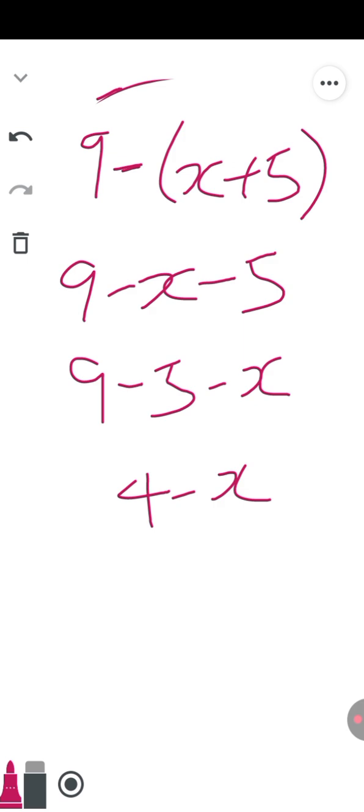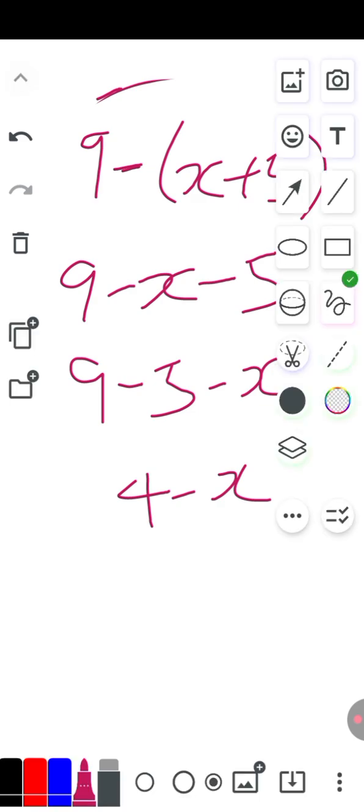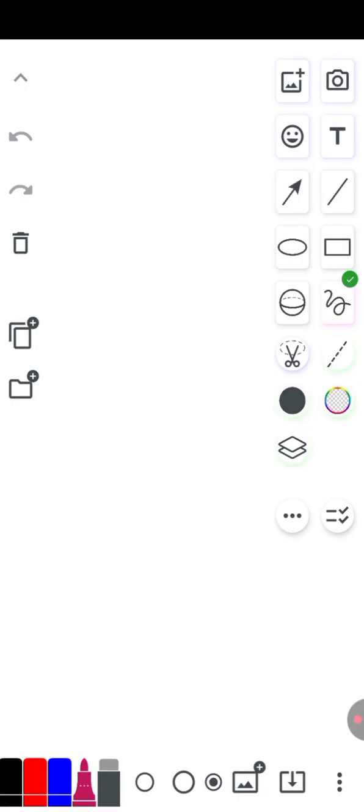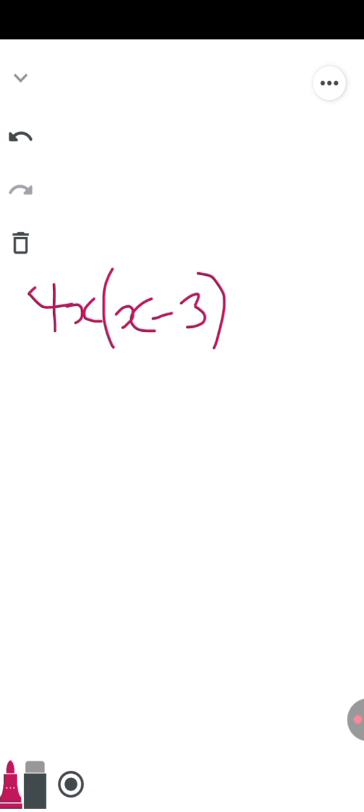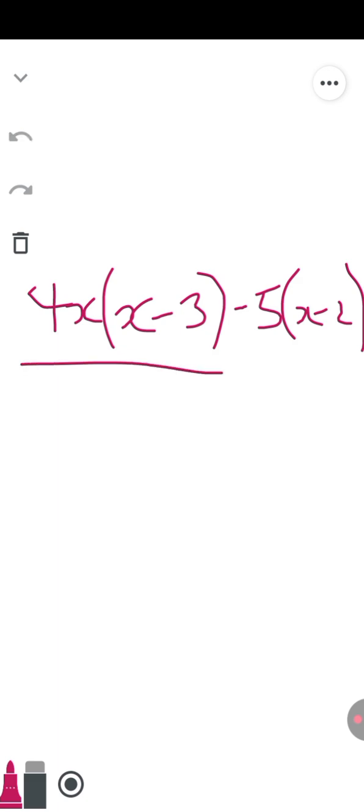Okay, let's do another one. 4x into x minus 3 minus 5 into x minus 2. So minus 5 into x. Let's attempt this. So how do you do this? It's simple. Just pick it individually. So let's do this first.